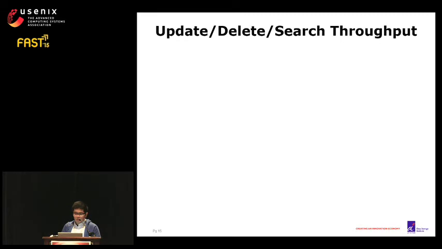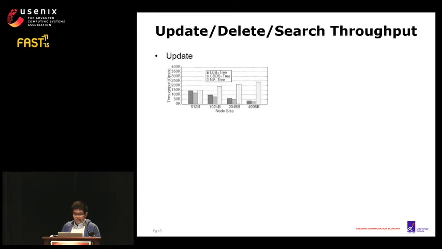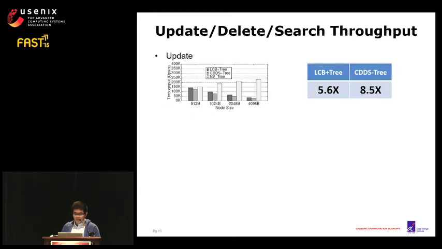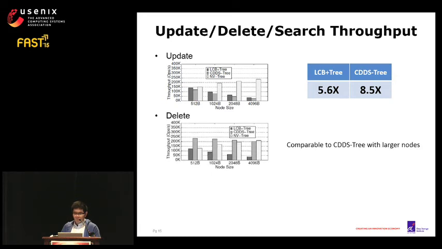And for the throughput of those tree operations, NVTree's performance is not always the best. For updates with different node sizes, NVTree is up to 5 times faster than B+Tree and 8 times faster than CDDS tree. For deletion with different node sizes, NVTree is always better than B+Tree, but not as good as CDDS tree with small node size.